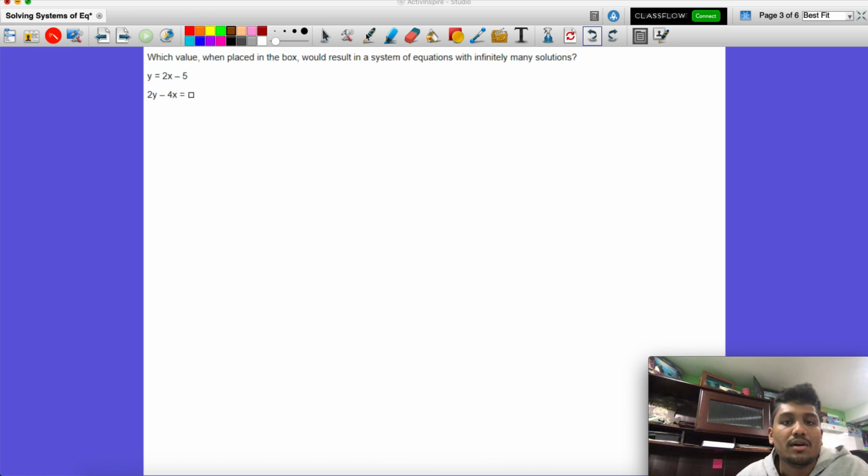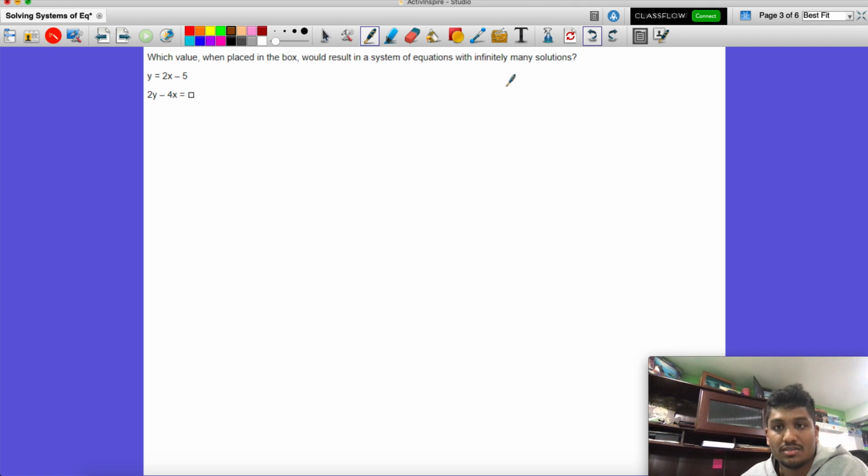This one says, which value, when placed in the box, and I guess this is the box right here, would result in a system of equations with infinitely many solutions. Do you remember what infinitely many solutions means? It means that on a graph, they're exactly the same line.